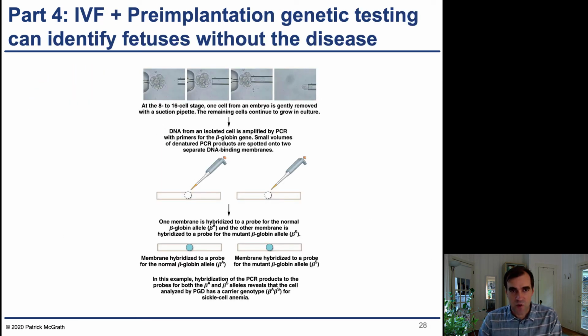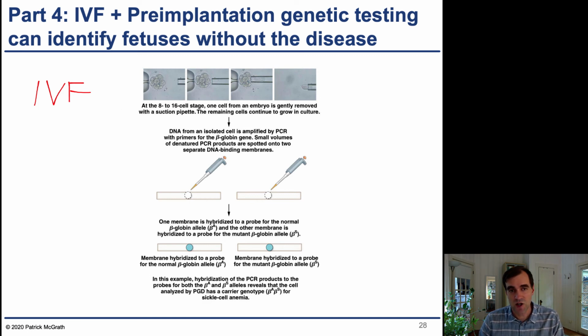More ideal than having to go through the process where you selectively terminate a pregnancy, which obviously accompanies a huge number of ethical issues, is that you identify individuals that are not disease carrying before you implant them. This is now possible due to advances in IVF, in vitro fertilization. This is where fertilization of an oocyte occurs in vitro, so outside of the womb.